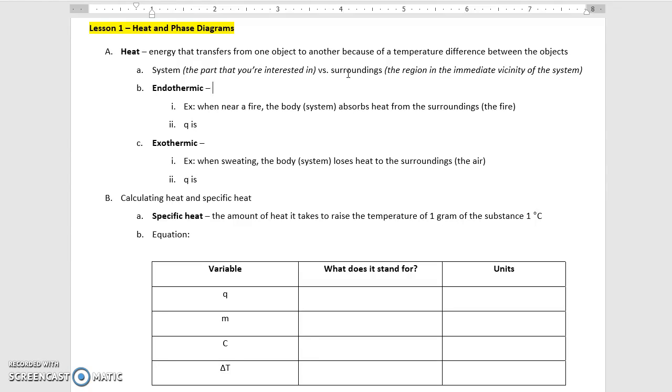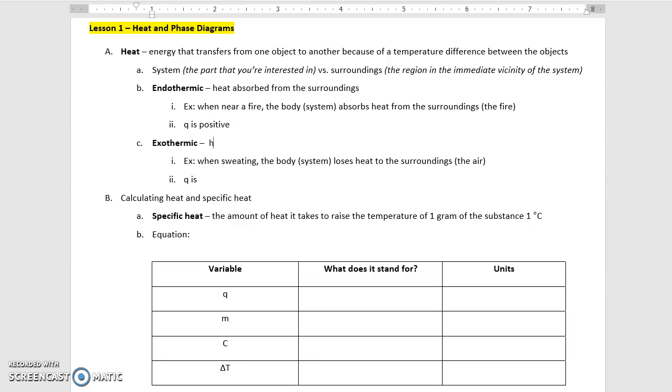The first thing we need to make sure we have is a definition for endothermic and exothermic. I'm assuming you've heard of these before in bio, but just so we have official definitions: endothermic means that heat is absorbed from the surroundings. For example, if you're near a fire, your body, which is the system we're looking at, absorbs heat from the surroundings, which would be the fire. In this case, Q would be positive. I'll talk about Q more in a minute, but Q is a variable that stands for heat.